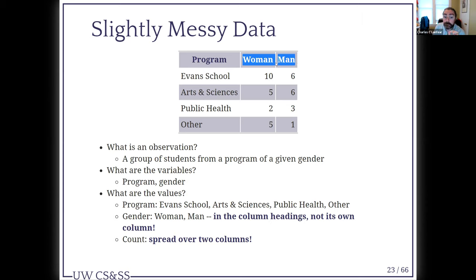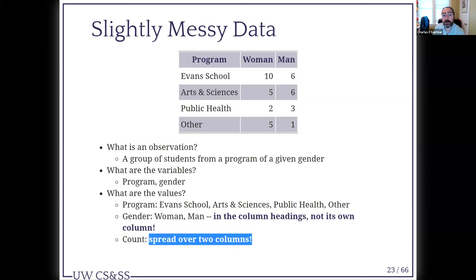So the actual values for the gender variable are in the column names of these two columns, when they should instead be recorded in their own column for most statistical analyses. The count is the number of students. It should be in one column instead of spread over two columns. There should be a column for the program, a column for the gender, and a column for the count of people of that gender in that program. But instead we have this. This tabular data is nice for humans, but it's bad for computers.